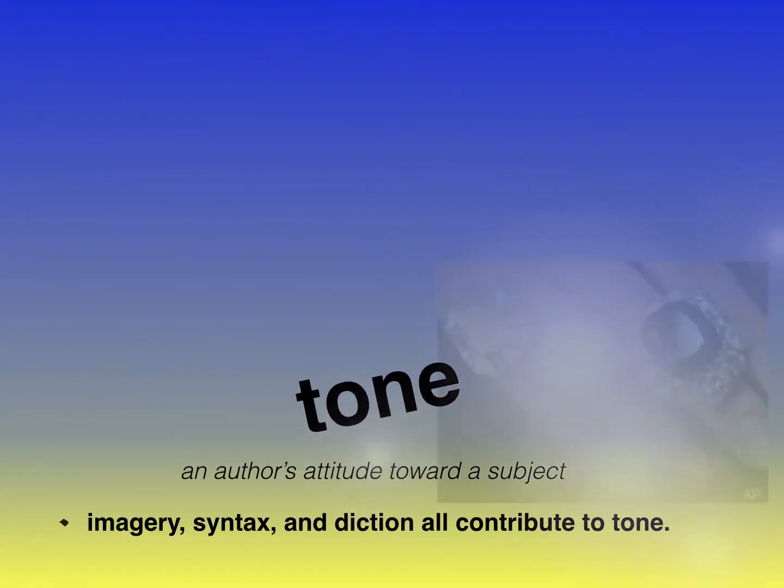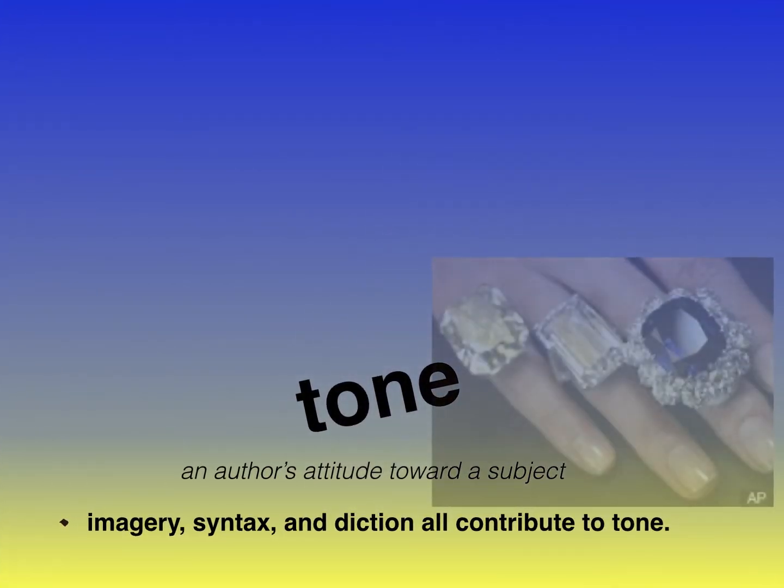Lastly, we're going to explore tone. And tone is the author's attitude toward a subject. You may have noticed that we have already mentioned tone throughout each of these literary elements that we've discussed, and that's because they're all intertwined. It's almost impossible to talk about each one independently.